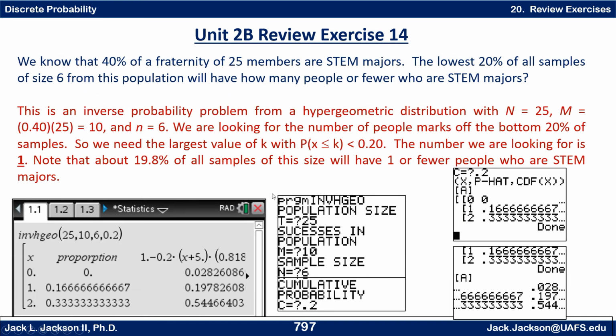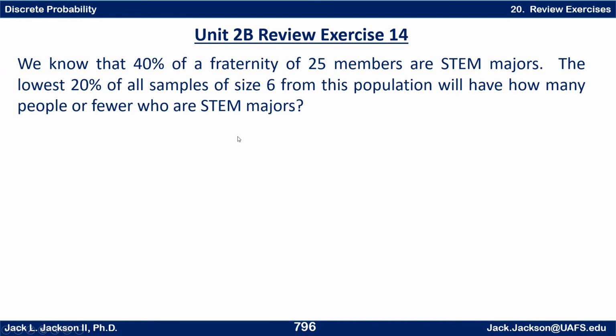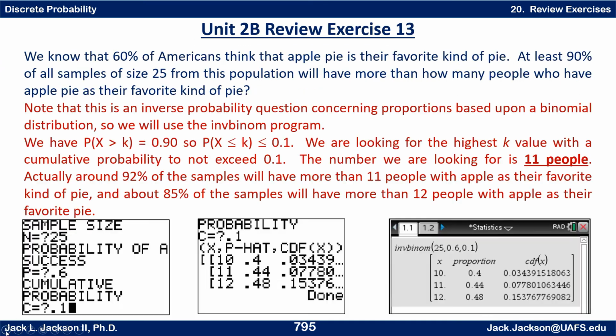Well, this is another inverse probability problem, right? We want to know how many people, and we know the cumulative probability. But this one we know the finite population size is 25. So this one is a hypergeometric, whereas the last one we didn't know the population size, so we had to use a binomial.